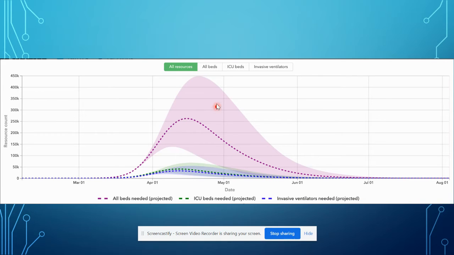Now, I think the shaded area stands for margin of error. So this is projected, but this is what it could be at the low end. This is what it could be at the high end. If we're to think about a title for this graph, maybe it could be resources needed over time for COVID. And I'd wonder what conclusions you would draw from this chart. All right, kids, let's keep going.